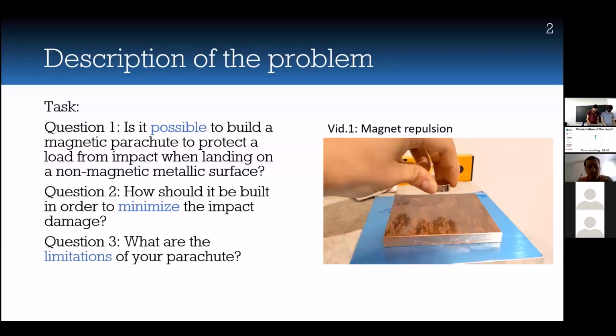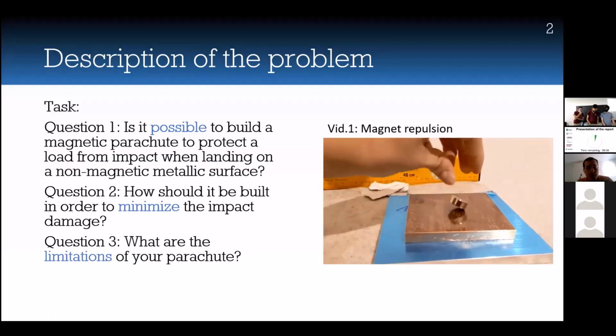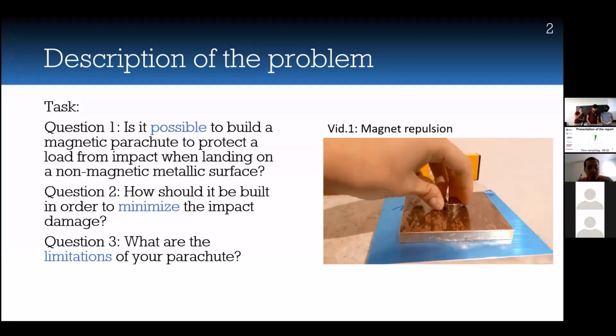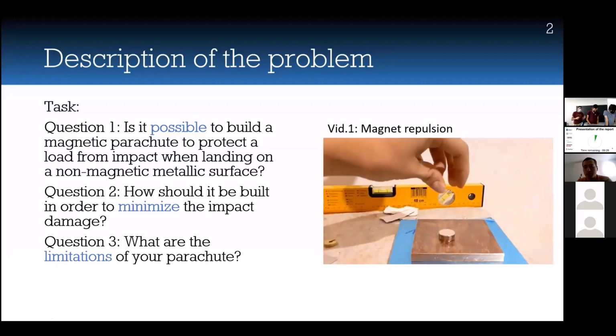So question 1 is: is it possible to build a magnetic parachute to protect a load from impact when landing on a non-magnetic surface, as you can see on the video right now? And then question 2 is: how should it be built to minimize the impact damage? And the third question is: what are the limitations of the parachute?